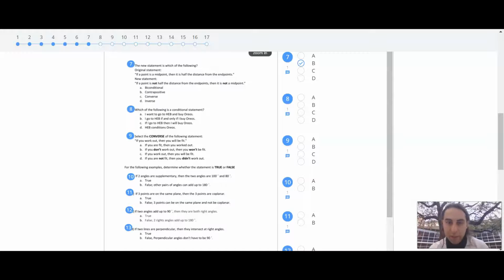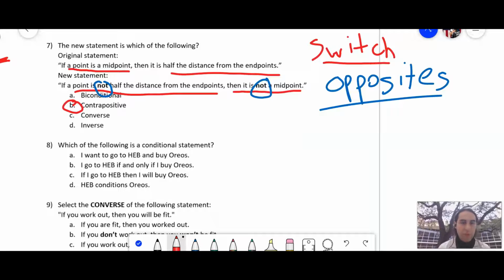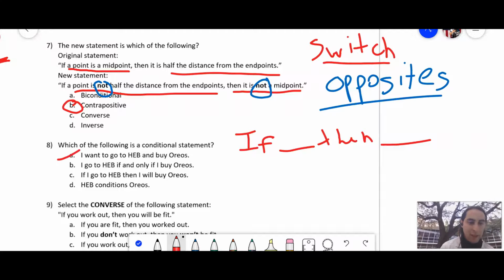All right. So next, let's talk about number 8. Which of the following is a conditional statement? Now remember, conditional is if, hypothesis, then conclusion. Letter A says, I want to go to HEB and buy Oreos. No, that's no if then. What about B? I go to HEB if and only if I buy Oreos. That's biconditional. That's not just conditional, right? If and only if is not conditional. It's biconditional. C, if I go to HEB, then I will buy Oreos. Hey, there's if then. I like that. Let's circle it. But what about letter D? HEB conditions Oreos. Just because it says condition in it does not make it conditional. So 8 is C.